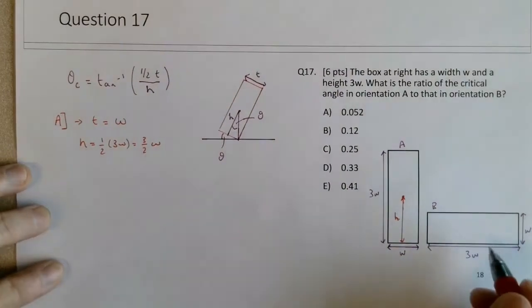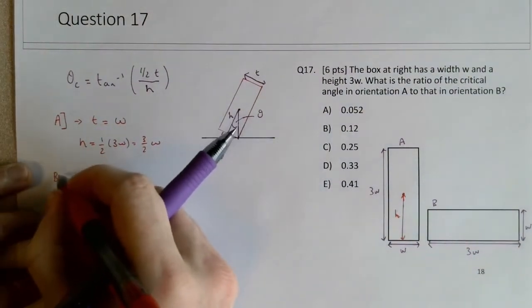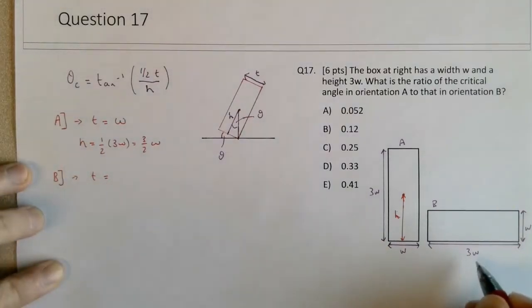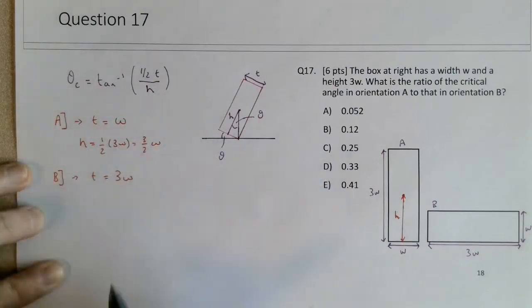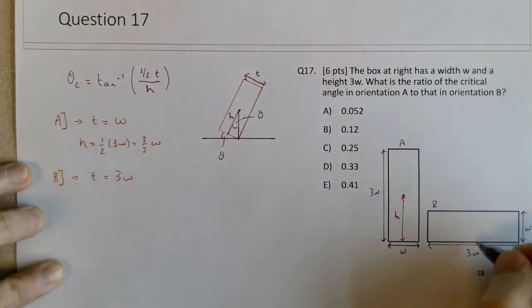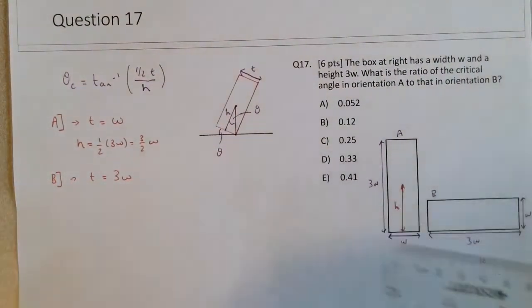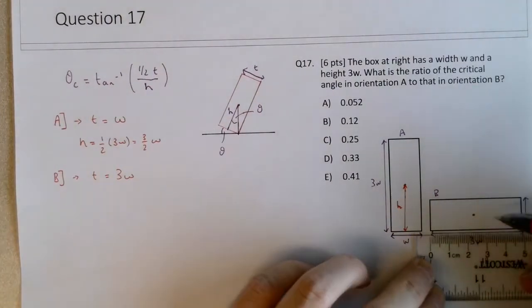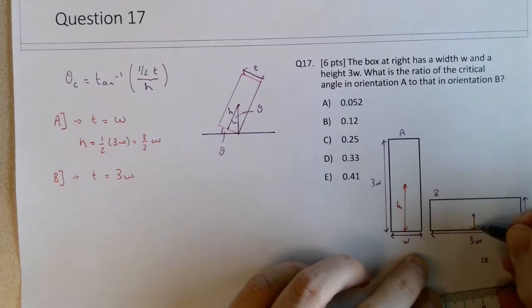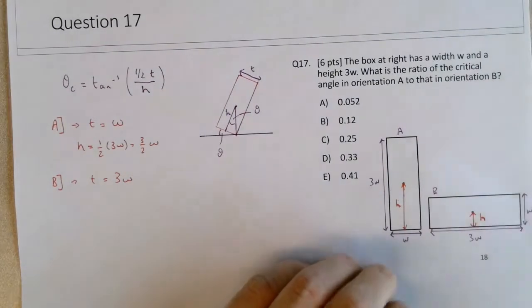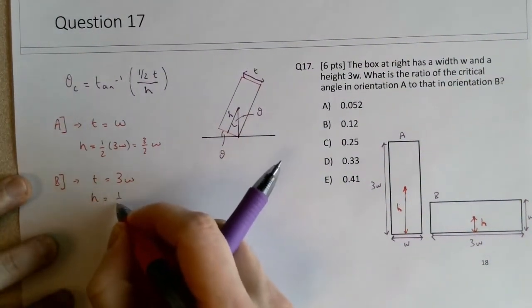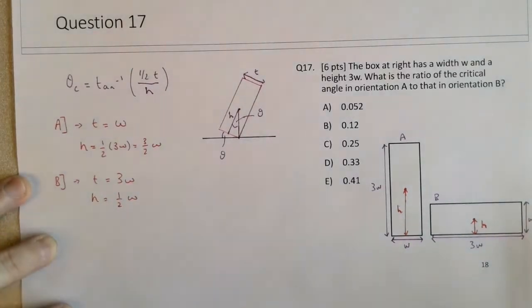And then for case B, our T will now be 3W, and in this particular case we have our height here at the bottom. This is our H, and that'll be half of W. So 1/2 of W.